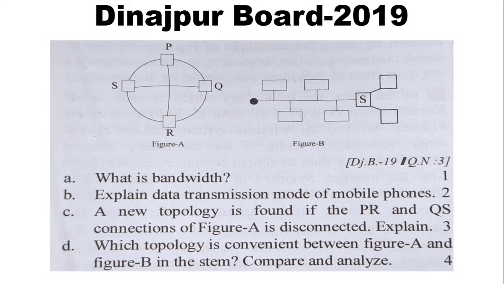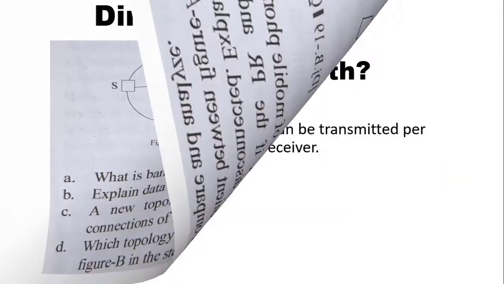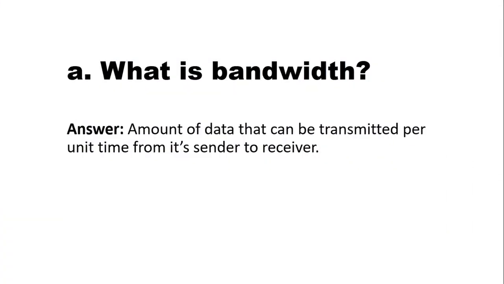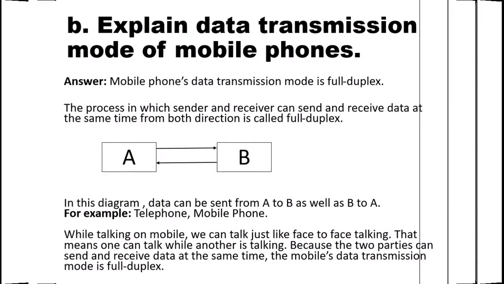So let's see our first question. You can see our first question is what is bandwidth, right? You can say, or you can write, the rate of data transfer is called bandwidth. You can say another way, the amount of data that can be transmitted per unit time from sender to receiver. Okay, then let's go to our second question.